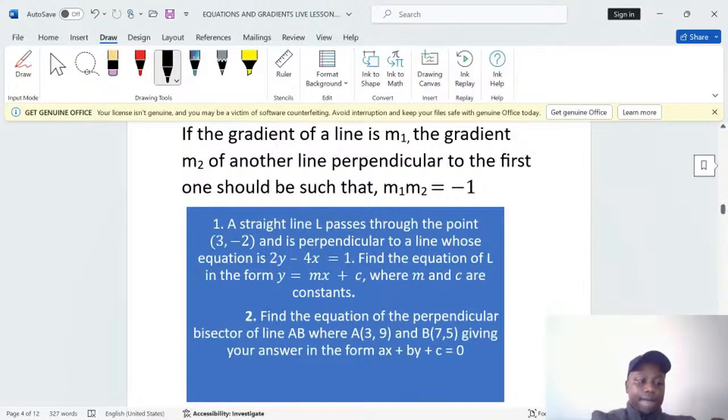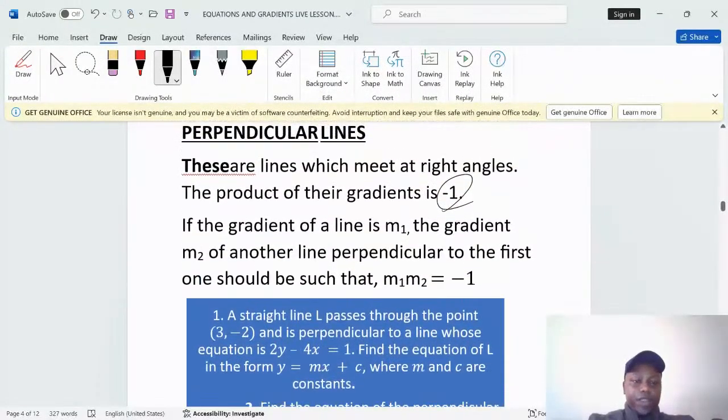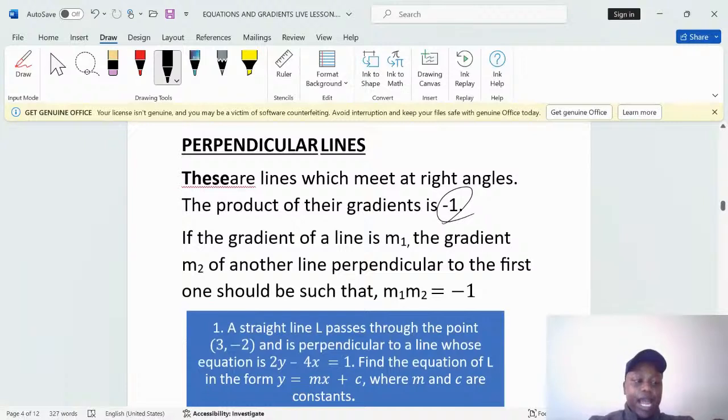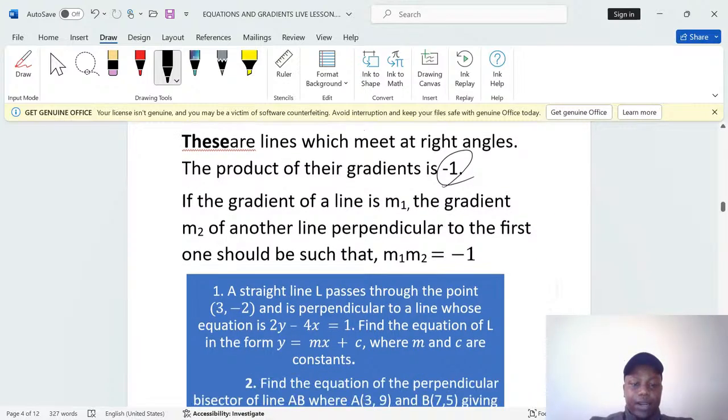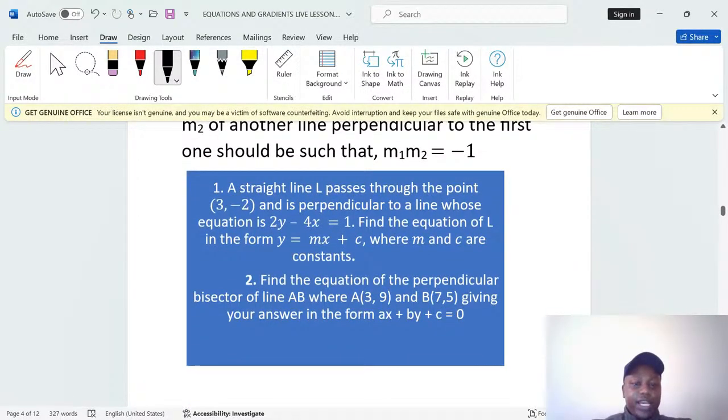Yeah. So let us continue with perpendicular lines. We have just said that the product of the gradients of two lines which are perpendicular to one another is usually -1. We have some sample questions here, and I'm going to read several questions, then we evaluate them.